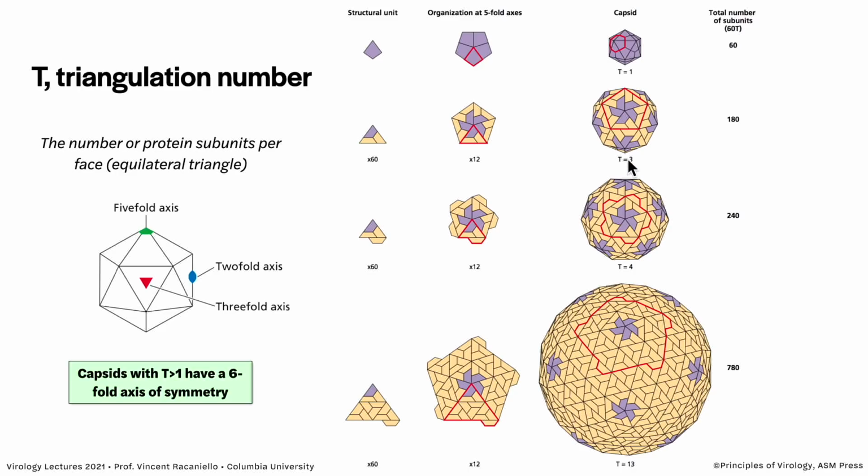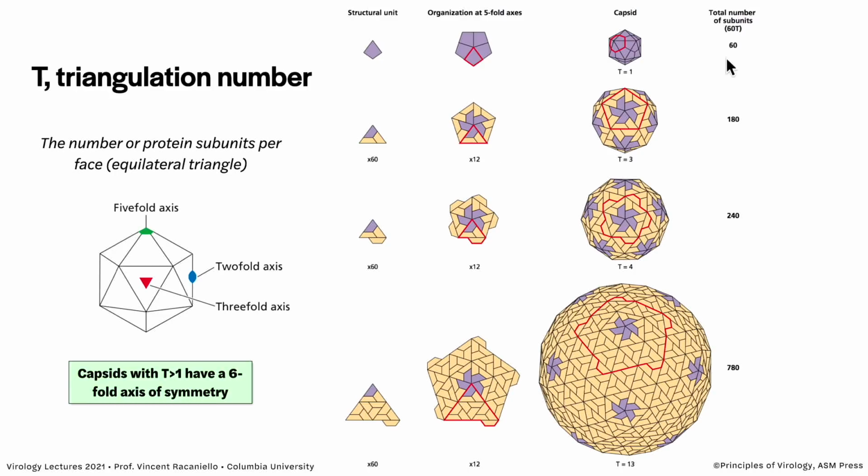And here's, for example, a T equals 3 particle. You have 3 protein subunits per face, 1, 2, 3. And so 3 times 60 gives you 180. It's the next biggest particle. You can go up to T equals 4, T equals 13, and bigger and bigger and bigger. All right, so that's the triangulation number. It just describes the number of subunits per equilateral triangle on the icosahedron. And remember, anything with T greater than 1, you get 5 and 6-fold axes of symmetry, or pentamers and hexamers, we should say.